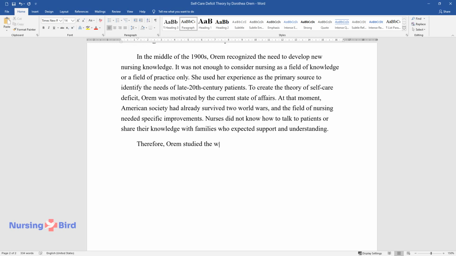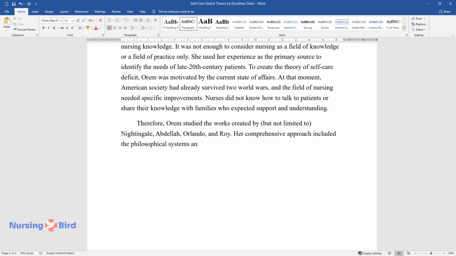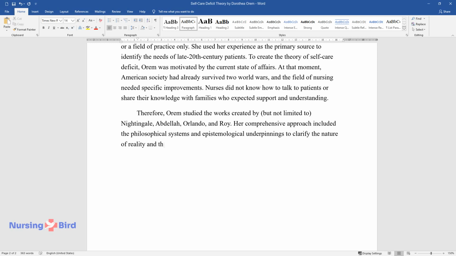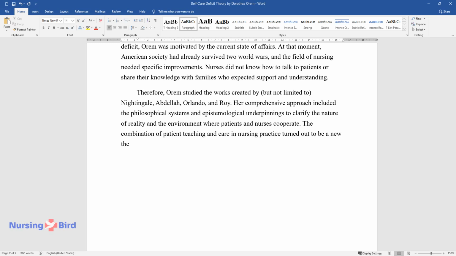Therefore, Orem studied the works created by, but not limited to, Nightingale, Abdella, Orlando, and Roy. Her comprehensive approach included the philosophical systems and epistemological underpinnings to clarify the nature of reality and the environment where patients and nurses cooperate. The combination of patient teaching and care in nursing practice turned out to be a new theoretical vision.